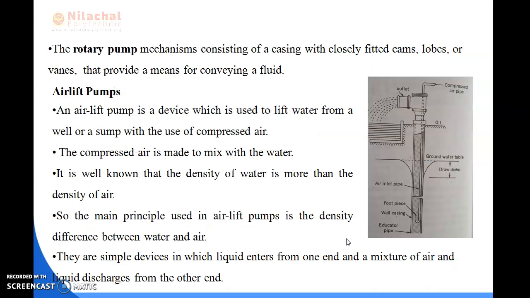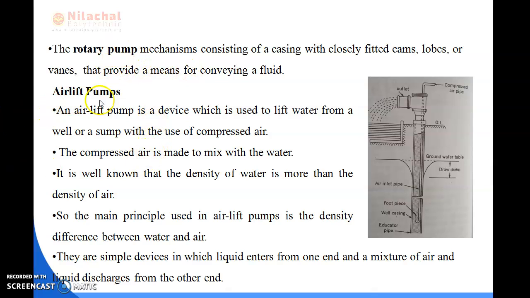In the rotary pump mechanism, it consists of a casing with closely fitted cams, lobes or vanes that provide the means for conveying a fluid. This is the rotary pump that consists of closely fitted cams, lobes or vanes that provide a means for conveying a fluid. This is one type of rotary pump.